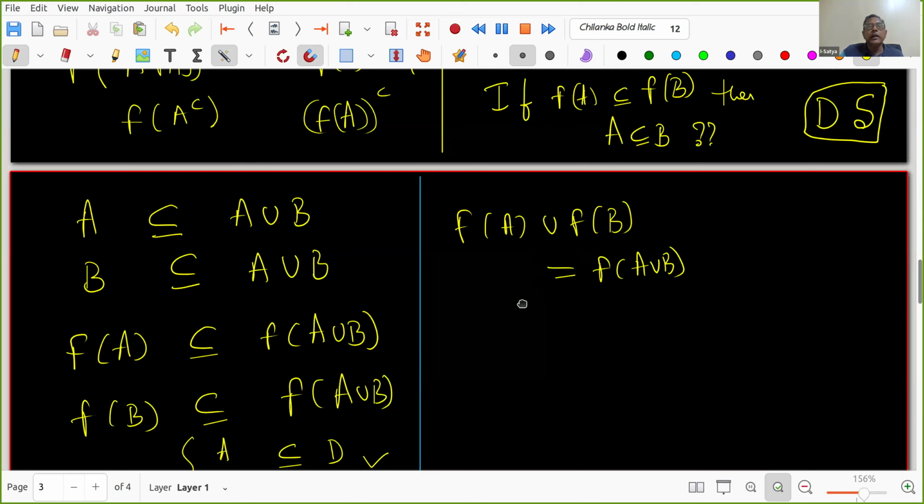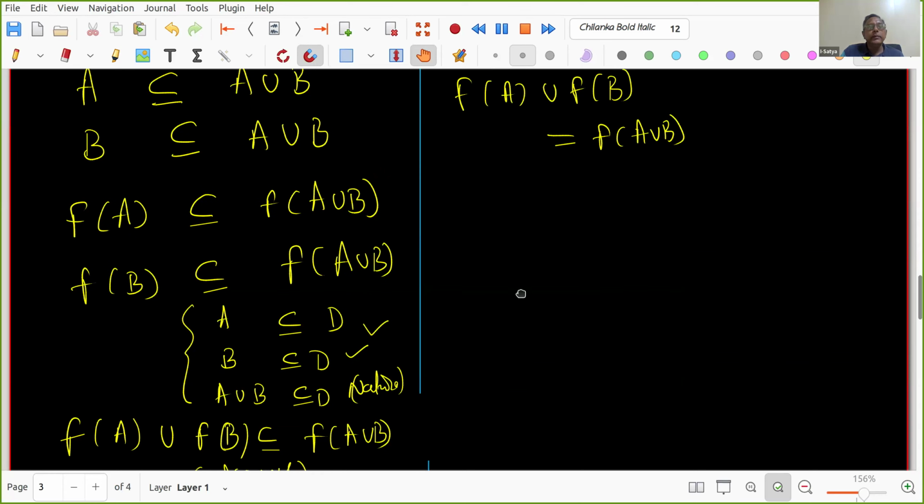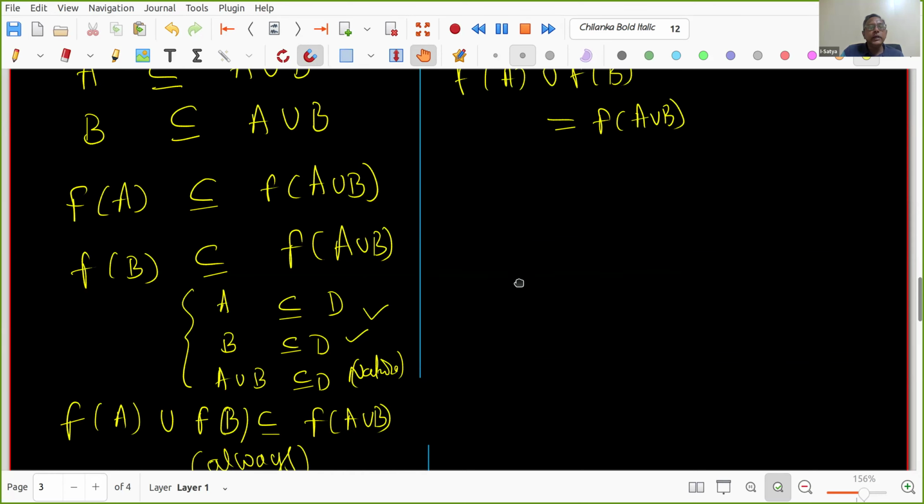क्या प्रूव किया? युशिका गुप्ता ने प्रूव किया, क्या प्रूव किया वो? That f of A union f of B is a subset of f of A union B. She already proved it nicely. Okay, that is done. So what is left next? f of A union B is a subset of f of A union f of B. Wonderful, nice, right? क्या करना है उनके लिए?